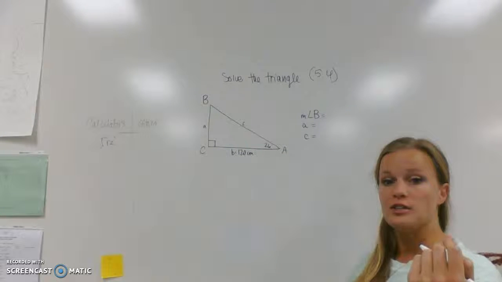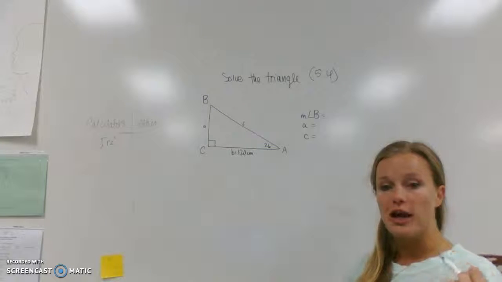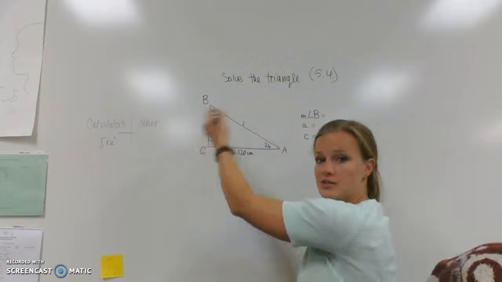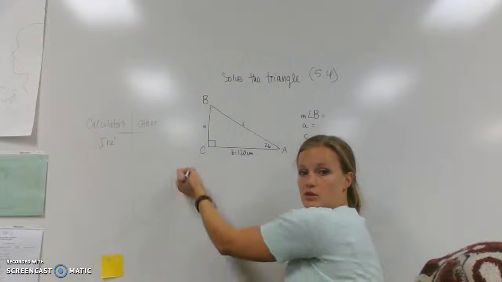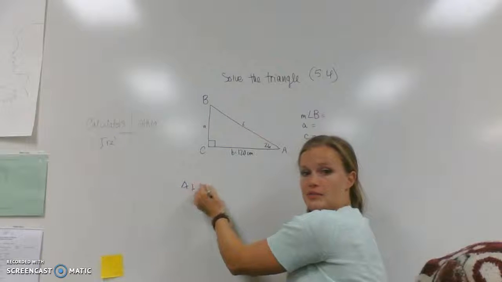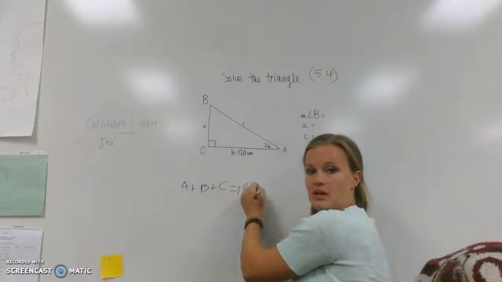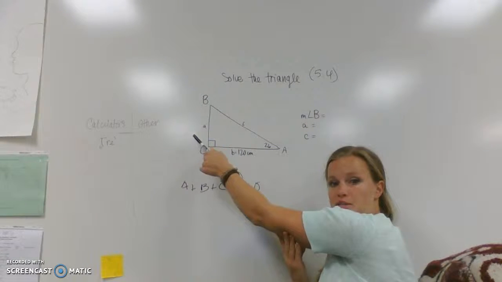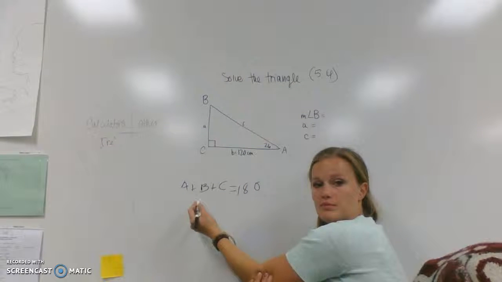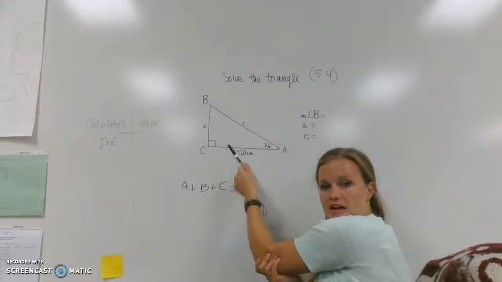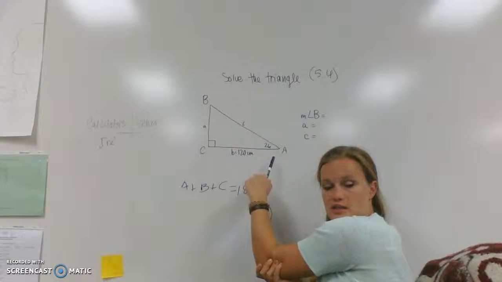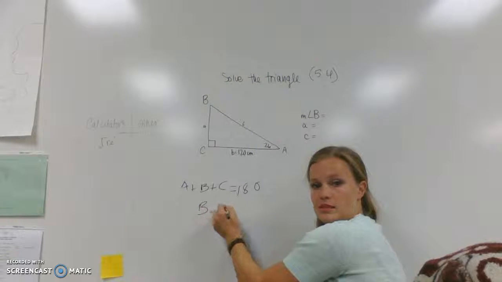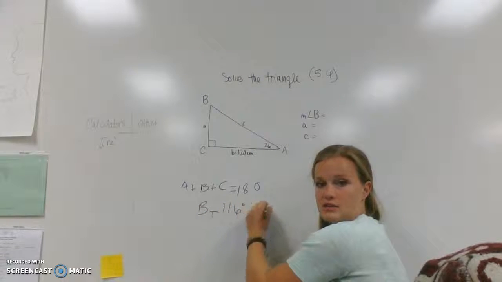So first things first, I'm going to use the triangle sum theorem, which says that all of the interior angles of a triangle have to add up to 180. So angle A plus B plus C equals 180. Notice how I'm using the capital letters for the angles. The lowercase letters represent the side lengths across from them. We have 90 degrees for C and 26 here. That's 116. So angle B plus 116 degrees is 180.